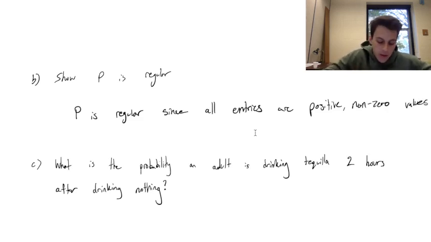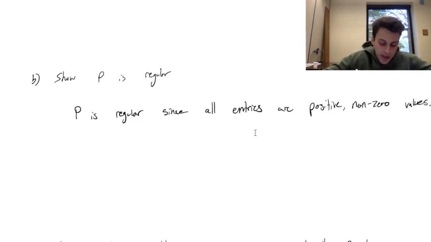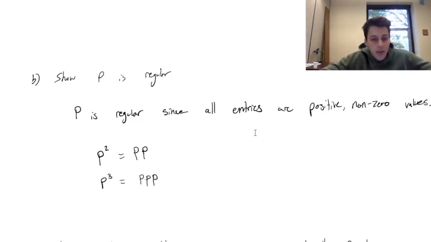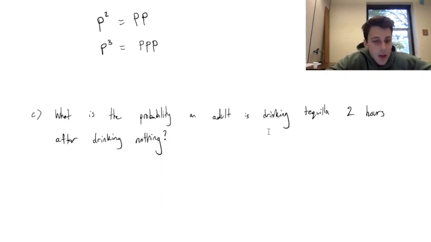And that's all that you have to do for this question. So if you did have some zeros in this matrix, what you're going to have to do is multiply the matrix P by itself. Find P squared. So this is just P times P. And you're going to keep on doing this. So you might have to do P cubed. You're just going to keep doing this until all of the entries are positive, non-zero values. And then once you've gotten there, you've shown that P is regular.